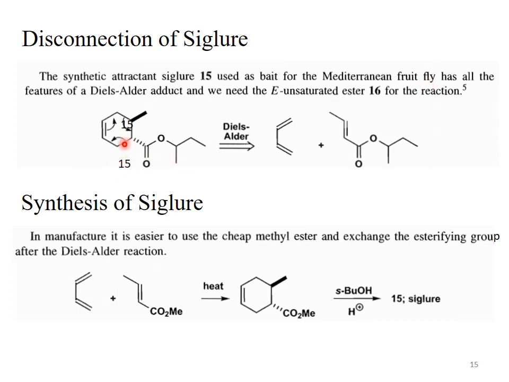This bond is below the plane and this substituent is above the plane. So it means the dienophile will have trans configuration, a trans relationship between this group and this group across the double bond. So draw the arrows, starting from the pi bond within the cyclic system. This bond will move over here. Then we have one component which is the diene and the other component which is the dienophile.